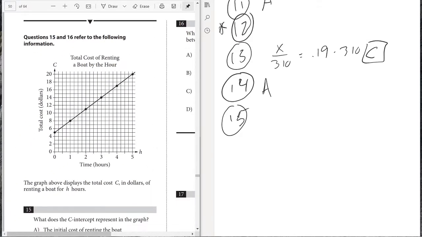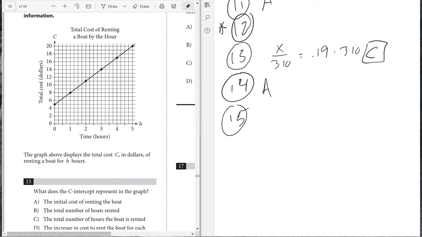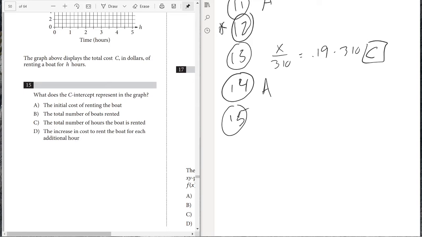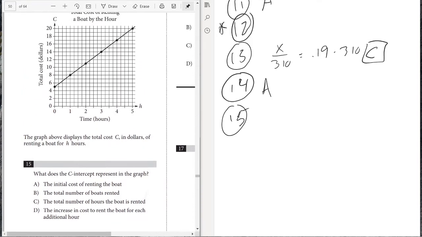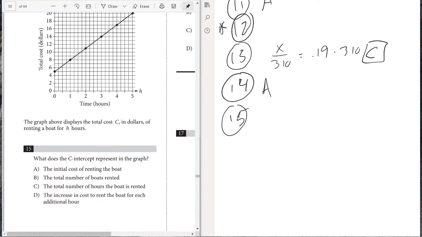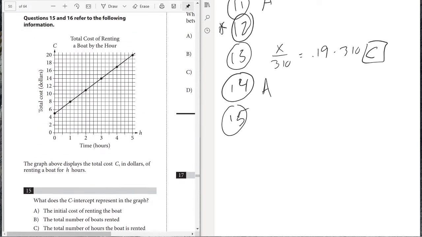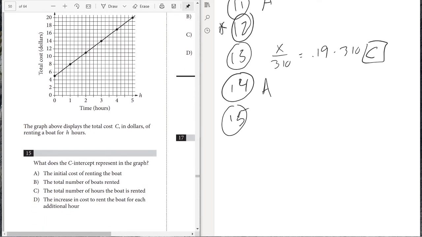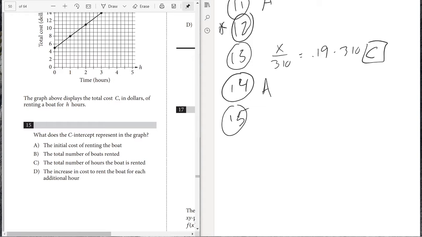All right, 15 and 16 refer to this thing. Graph above displays total cost of the rental for H hours, okay. Cost C, time hours. What does the C intercept represent? So that would be when time has started, at time zero. So this is total cost of renting a boat by the hour. So yeah, that would be the initial cost before any time is accounted for.